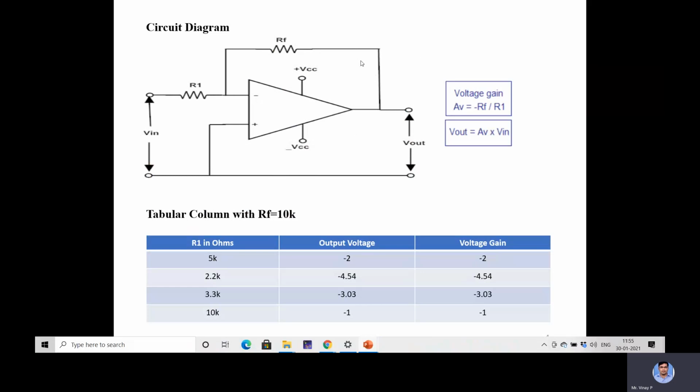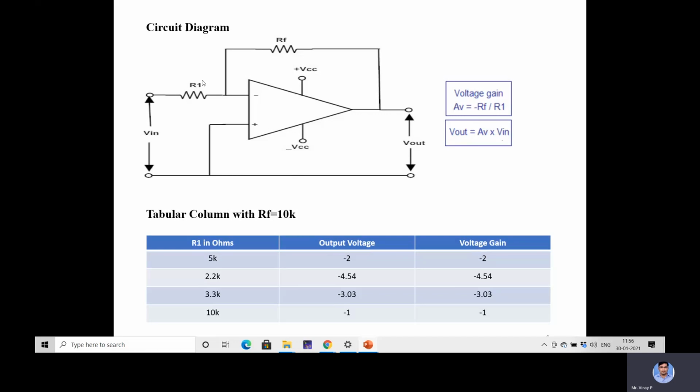So this is a circuit diagram for the inverting amplifier. The input signal is given to the inverting terminal of the op-amp, and the non-inverting terminal is connected to ground. Two resistances are used, R1 and RF. R1 is the input resistance, and RF is the feedback resistance. These two resistances decide the gain of the circuit. Gain is the output divided by the input. As I mentioned, this is an inverting amplifier, so output and input are out of phase. AV is equal to minus RF by R1, and the output voltage is given by AV into Vin.